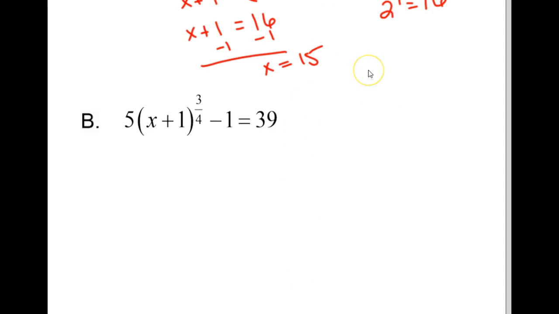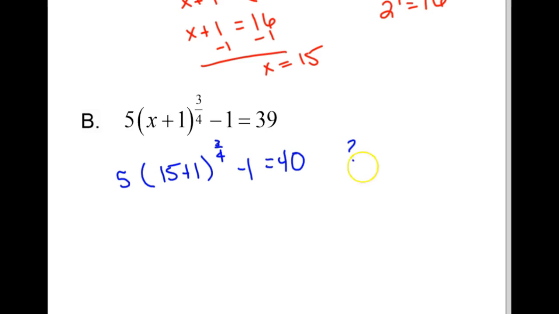And I'm going to see if x equals 15 makes any sense. So I'm going to take 5 times 15 plus 1 to the 3/4 power minus 1 equals 40. Is that true? So off to the side, I'm going to go ahead and work. Sorry, I lost my cursor, guys. I'm working blind here.